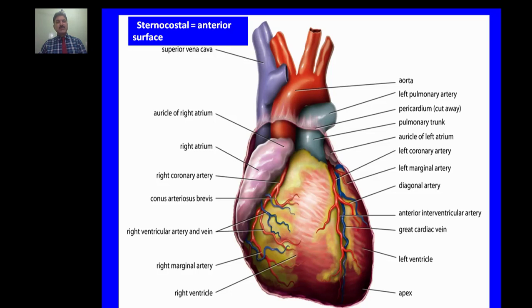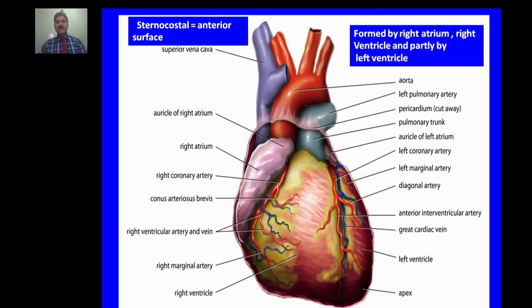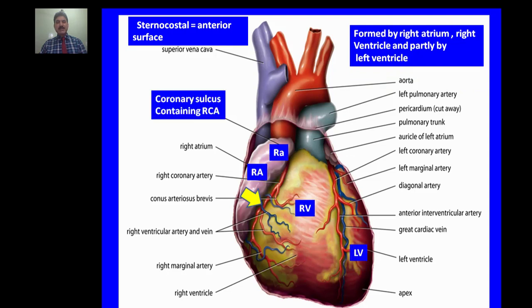Sternocostal surface is also called anterior surface of the heart. It is formed by right atrium, right ventricle, and partly by the left ventricle. On this surface, we can see the atrioventricular sulcus or coronary sulcus as shown by this arrow. This is in fact the anterior part of the coronary sulcus.